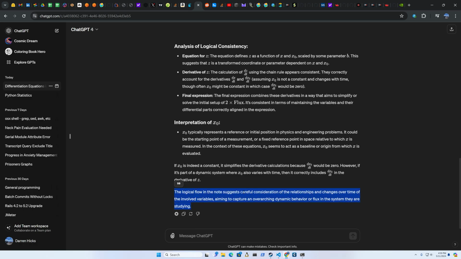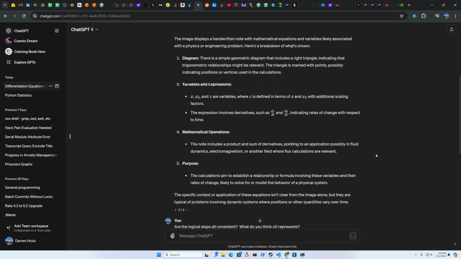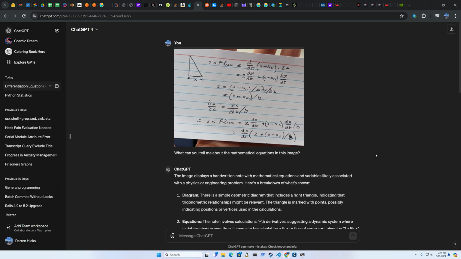The logical flow in the note suggests careful consideration of the relationships and changes over time of the involved variables, aiming to capture an overarching dynamic behavior or flux in the system they are studying.